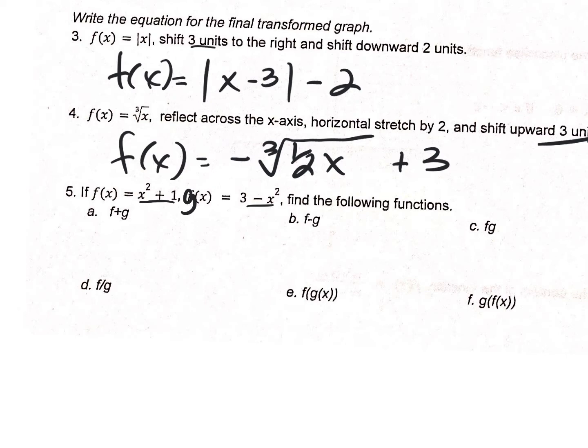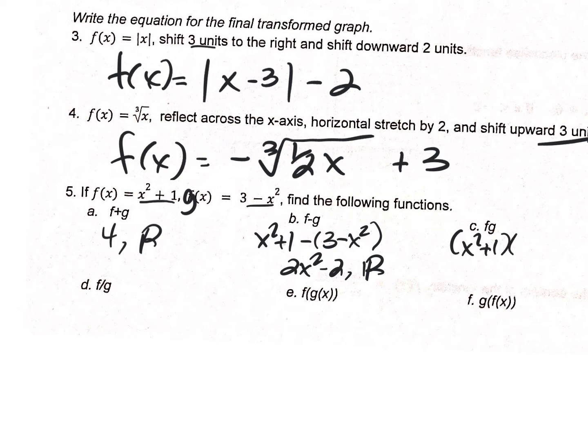So if I do F plus G, and by the way, I'm just adding straight across, just looking at those, I'm going to get 4. And my domain is all reals. If I subtract, I'm going to do x squared plus 1 minus the 3 minus x squared, and I would get 2x squared minus 2. It's also all reals. C, F times G, I would do x squared plus 1 times 3 minus x squared. I would FOIL here, which would give me negative x to the 4th plus 2x squared plus 3. And again, it's all reals.